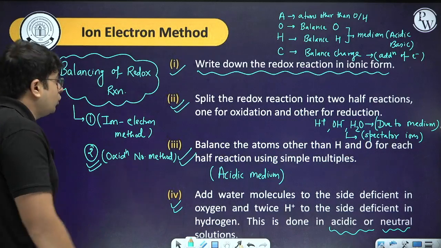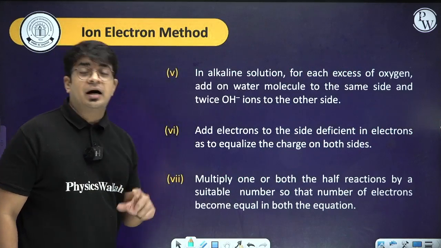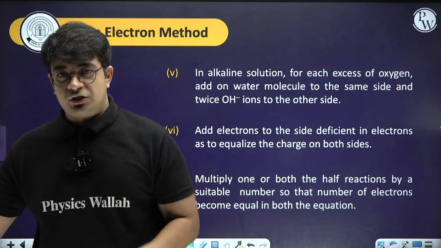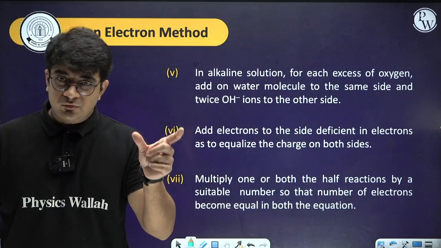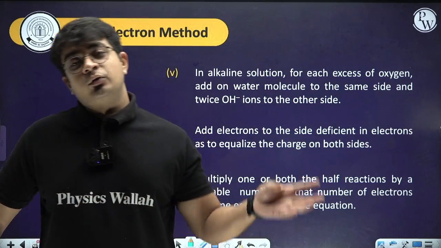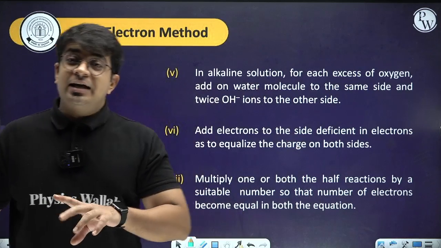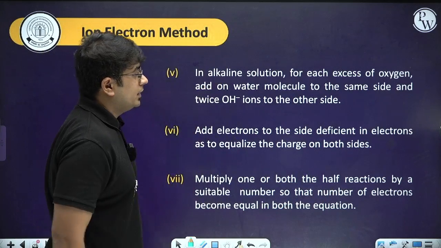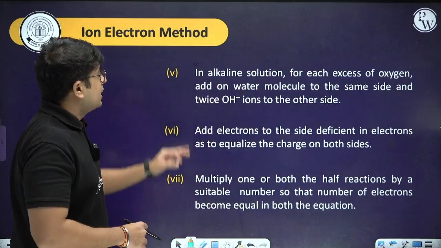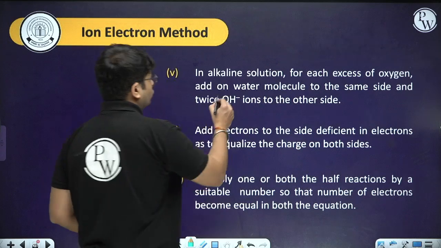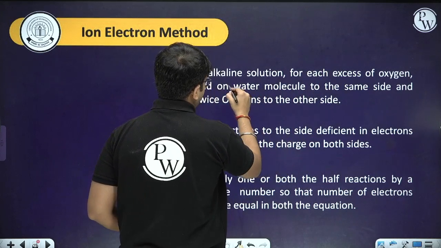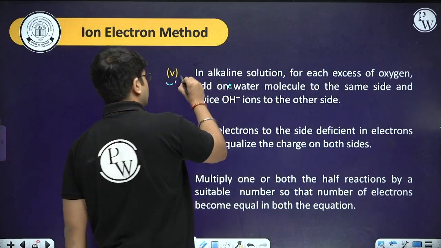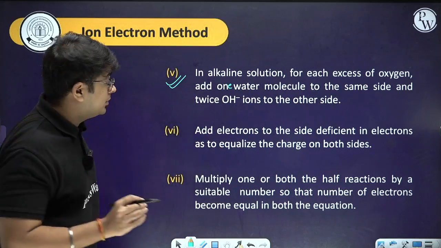Now what happens in case of alkaline medium? In alkaline medium, the process is exactly opposite. Just look at the side which is oxygen rich. Whatever oxygens are extra there, add the same number of water molecules, and twice the number of OH negative on the opposite side. So in case of alkaline medium, for each excess of oxygen, add one water molecule to the same side and twice the number of OH negative on the other side. This is what you have to do in case of alkaline medium only.